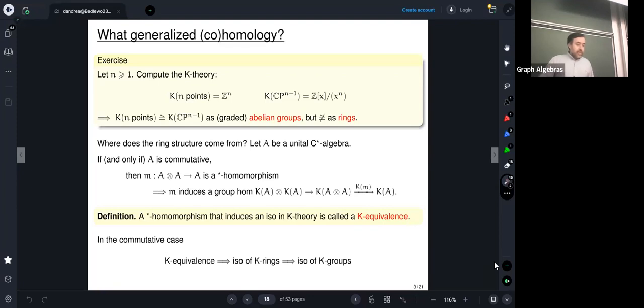And in the commutative case, as we observed, every K equivalence induces an isomorphism of K rings, not only of K groups. And in the non-commutative case, you don't have this thing in the middle. In the non-commutative case, still you have something inducing an isomorphism of K groups, but which is a bit stronger.